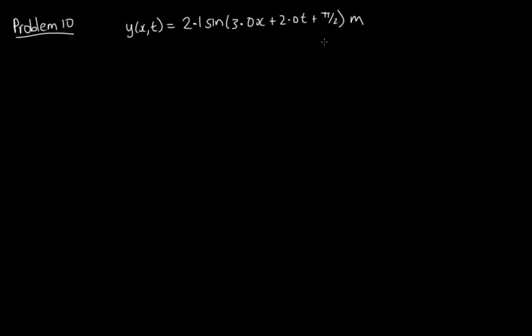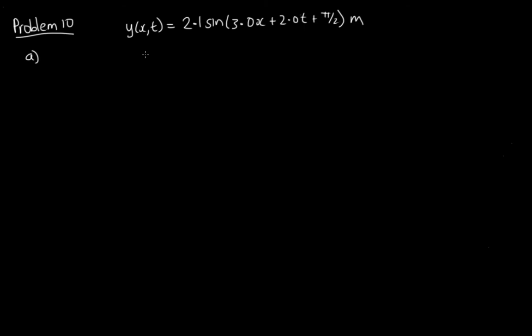Okay, so this is problem 10. In this problem, we're told that a travelling wave described by the equation y of x and t is equal to 2.1 sine 3x plus 2.0t plus pi on 2 meters. And in part A, we're asked what's the amplitude.